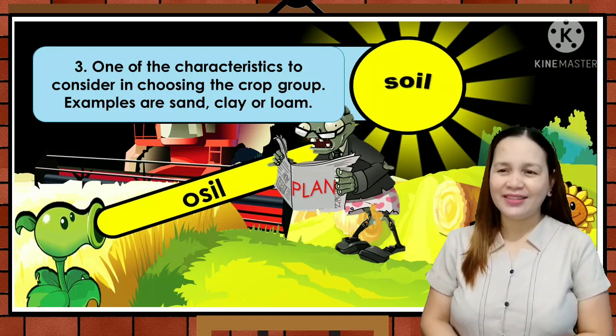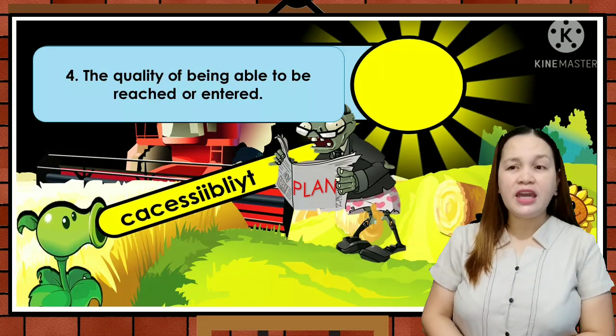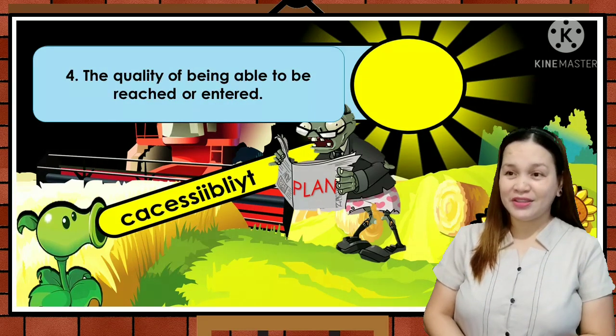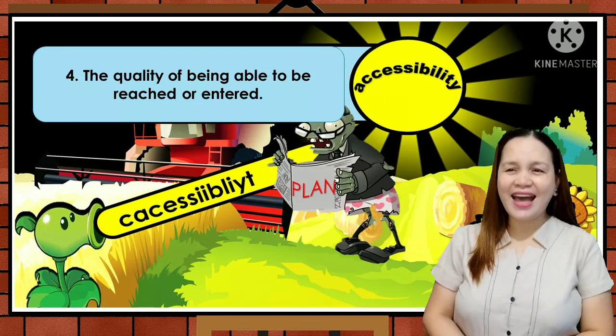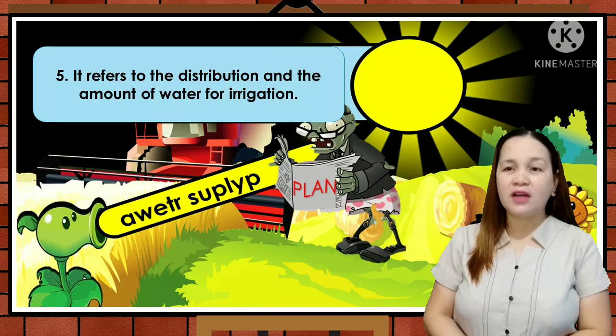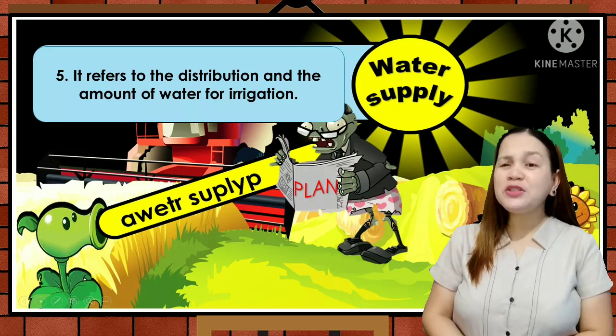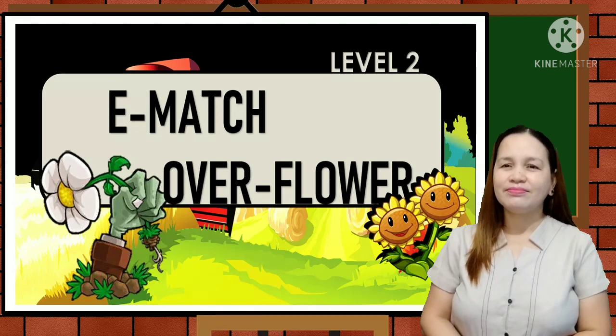Correct. Soil. Number 4. The quality of being able to be reached or entered. Great. Accessibility. Number 5. It refers to the distribution and the amount of water for irrigation. Yes, water supply. You're doing great. Let's proceed to the next level.